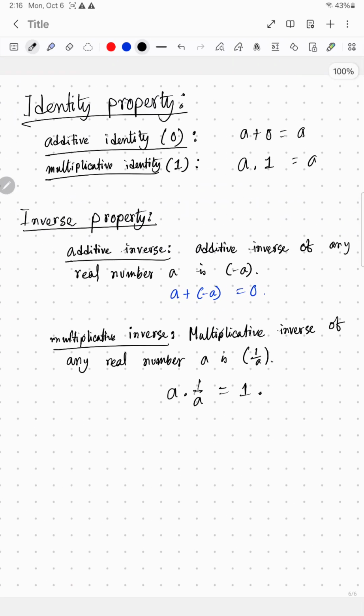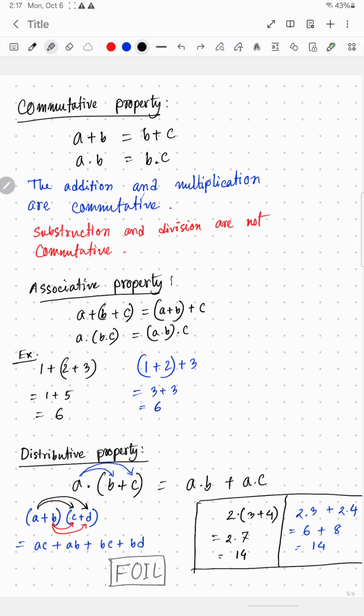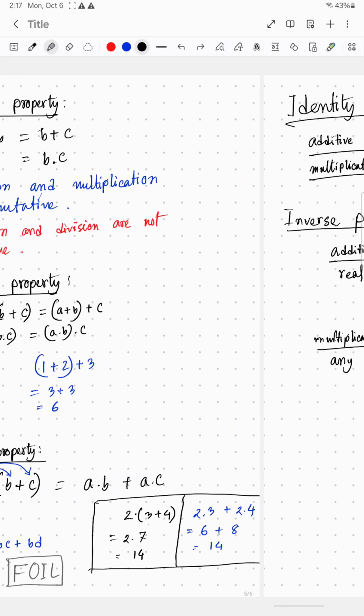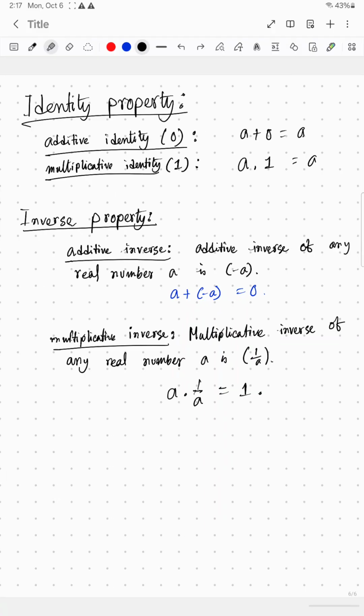Alright, so these are the very basic properties of real numbers, and we use just a few of these properties, about 5, to do all the math that we're going to do this semester. All right, if you have any questions, please send me an email.